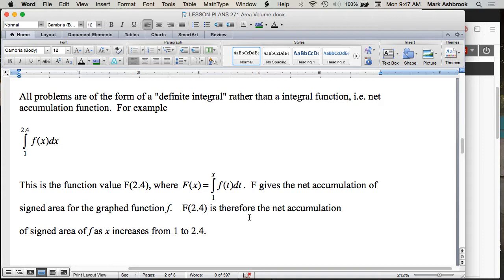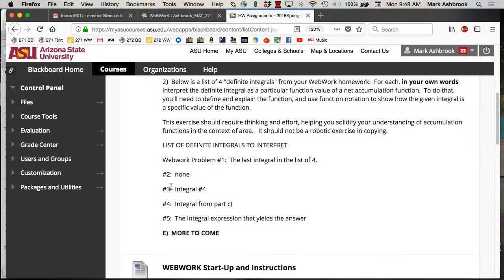Capital F of 2.4 is therefore the net accumulation of signed area of f as x increases from 1 to 2.4. So that's just a way of describing this definite integral as one particular value of the net accumulation function. I called it capital F, so that would be capital F of 2.4. Does it make sense? This is not an exercise in copying my version of it. You've got to do it in your own words. You're going to practice doing this in your own words for these ones that I've specified here: number 1, and numbers 3, 4, and 5.